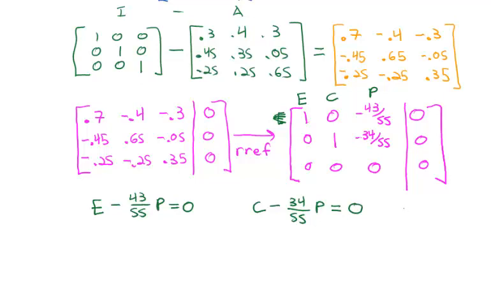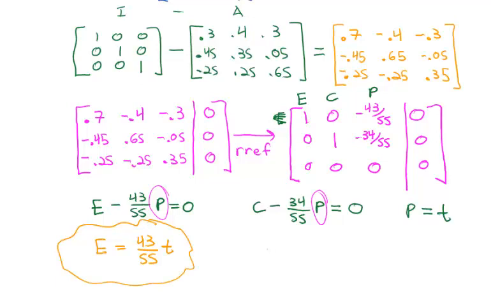And then finally we've got nothing for the plumber. That's where we introduced our dummy variable. Nothing for the plumber, so we say the plumber is T, and we're going to replace those plumbers with the T's as we solve each equation. So the electrician is equal to 43 over 55 times the plumber, which is T. C is equal to 34 over 55 times the plumber, which is T. And the plumber then is just T.